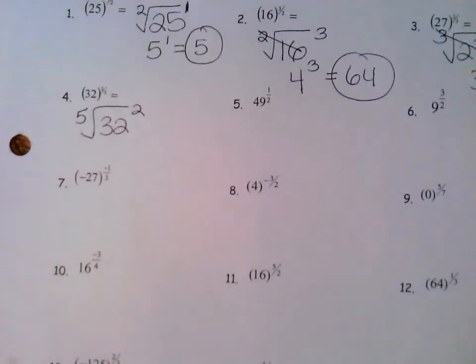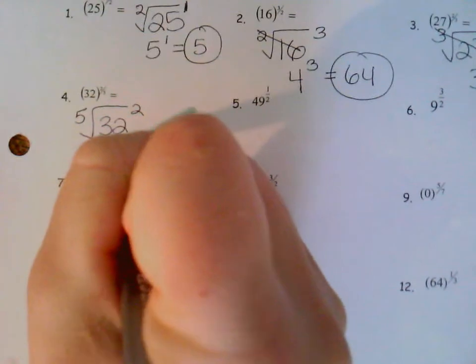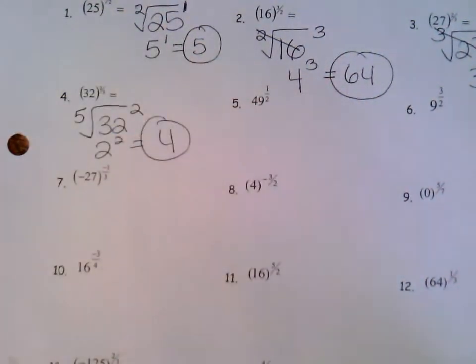So right, this one becomes 2 squared, which is 4, right? So the answer to number 4 should have been 4. I heard Spencer say it. You said the answer already to number 5, didn't you?